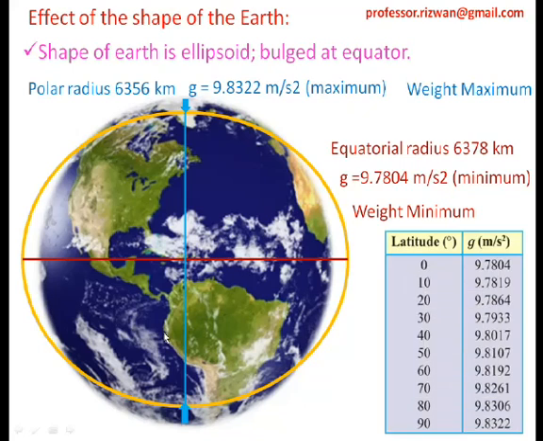Now see, with the help of the formula, mathematicians and scientists have calculated the value of g at different angles, different latitudes. At 0 degree we know it is minimum, 9.7, and at 90 degree it is maximum. In between it increases from 0 to 90 degree, from 9.78 to 9.83. Fine. These are the values.